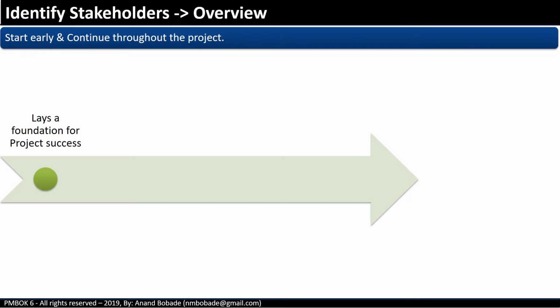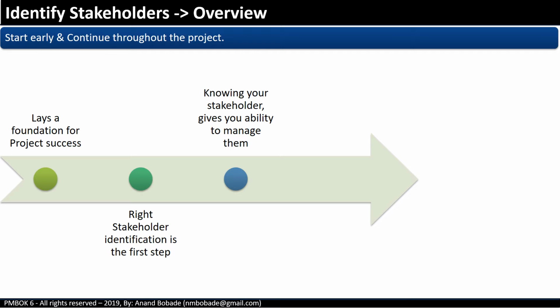Stakeholder identification starts early and continues throughout the project lifecycle. It lays a foundation for project success. Right stakeholder identification is the first step in successful project execution. Knowing your stakeholders gives you the ability to manage them effectively. Stakeholder identification helps the project manager to define a strategy to manage and engage stakeholders.